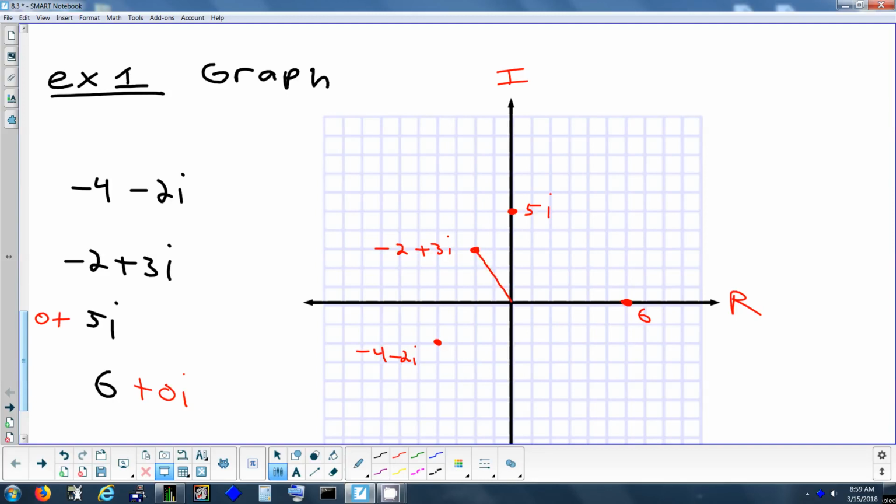You can make it into a triangle and use the lengths. We just use the Pythagorean theorem. And there you go. So just find the hypotenuse using the Pythagorean theorem, and that's how you find the absolute value of a complex number.